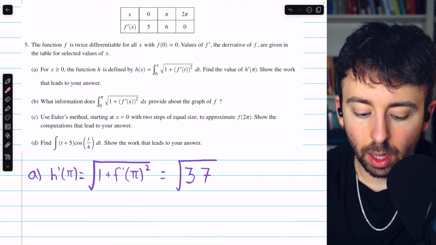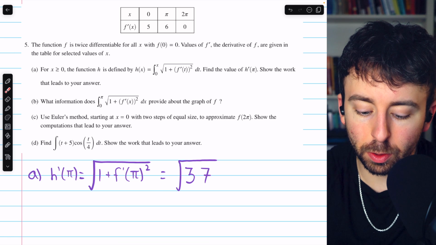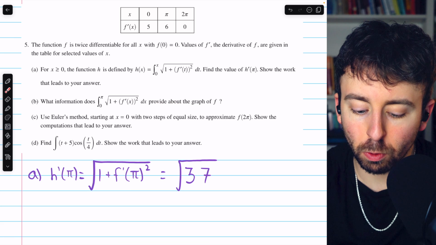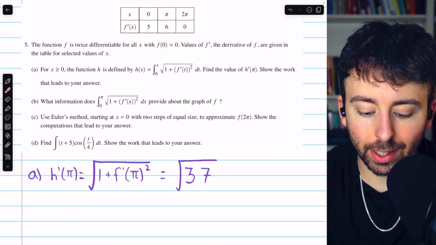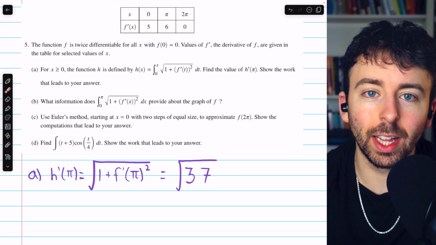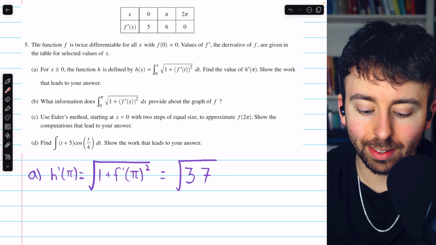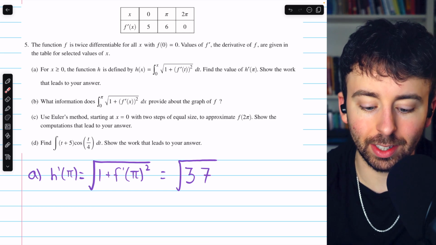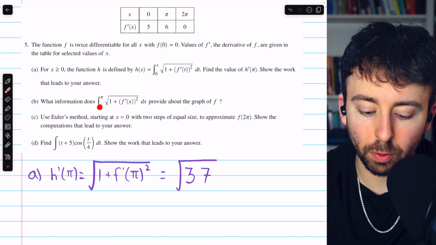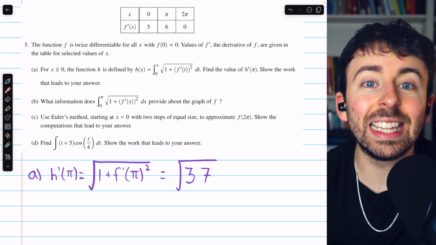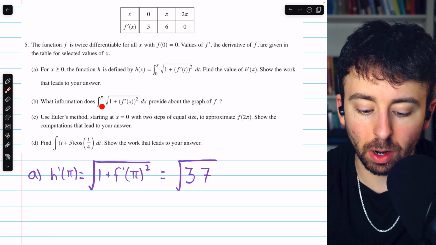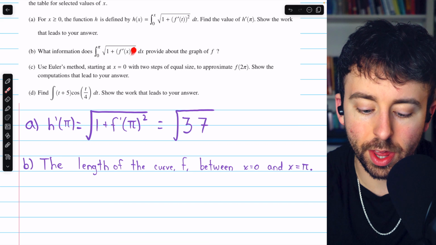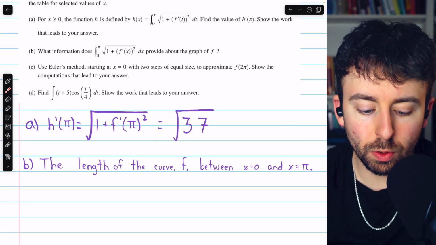Now, part B. What information does the integral from 0 to pi of the square root of 1 plus f prime of x squared provide about the graph of f? You're supposed to recognize this as the arc length formula. Integrating the square root of 1 plus the derivative of a function squared gives us the length of the function, the arc length, from the lower bound of integration to the upper bound. So this is the length of the curve of f from 0 to pi. And there that is written out. The length of the curve f from 0 to pi, that's what that is. It's arc length. On to part C.